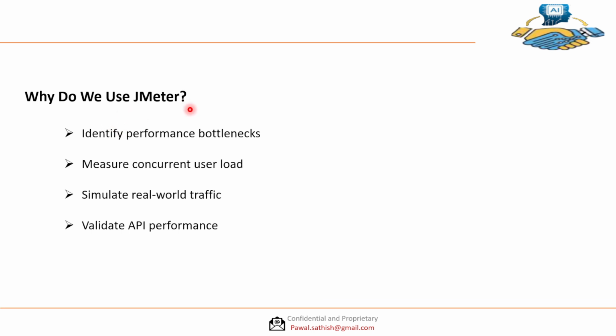Why do we use JMeter? Basically, we use JMeter to identify performance bottlenecks. We'll measure the concurrent user load. We'll simulate real world traffic. We also validate the API performance. Along with functional verification, performance verification is also important to get the stability of the application. Now we'll see how we can create a script in JMeter.